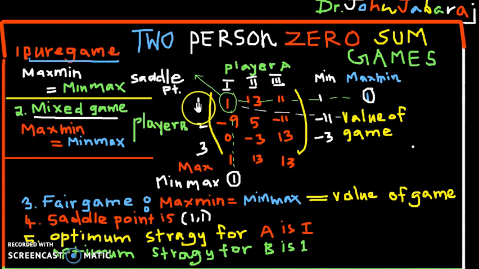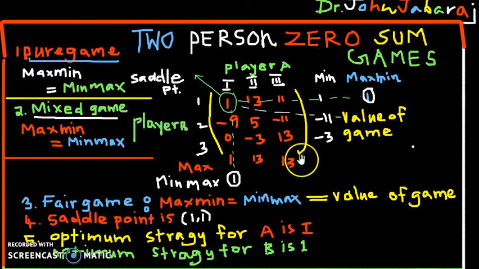For player B it is 1. For player A also the first strategy. Okay, player B, it is the first strategy. Player A, it is the first strategy. Therefore, for the saddle point, we have to write it as 1 comma 1.